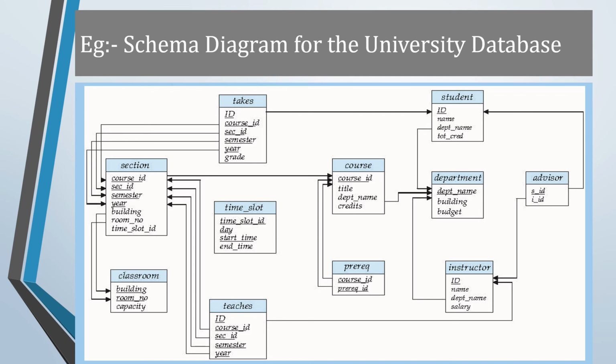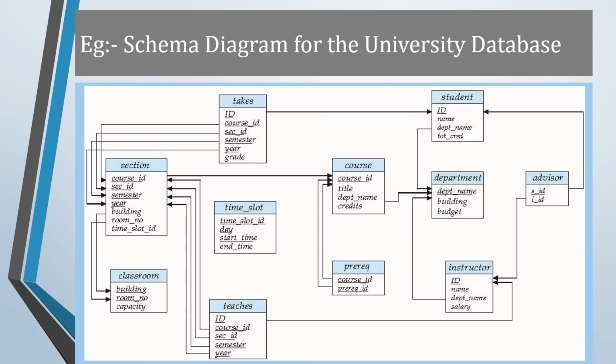Let us look into the relation student and the department. The department name is a foreign key. So student is a referencing relation which references the department. The department name is the primary key in the department, and the department name is a foreign key in the student. So from the referencing relation student, there is an arrow to the referenced relation department. These foreign key dependencies can be represented with the help of arrows from the referencing relation to the referenced relation.